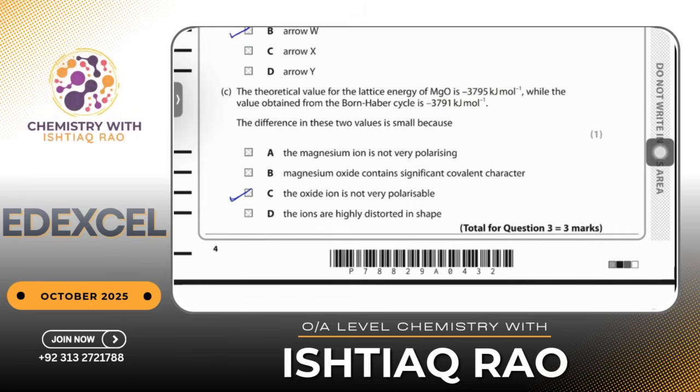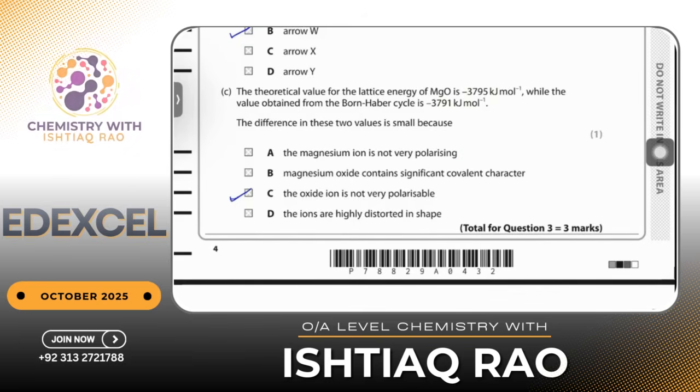The difference in these two values is small because, number one, the magnesium ion is not very polarizing. Remember, the anion is polarizable, not the cation. Basically, the cation polarizes the anion. Remember, that's the concept. What I'm saying, cation polarizes anion. So they have written the reverse thing.